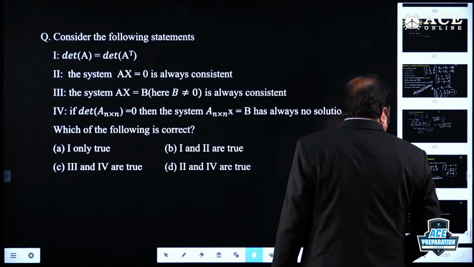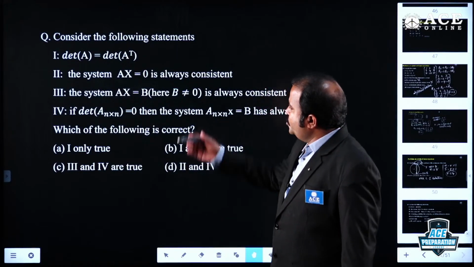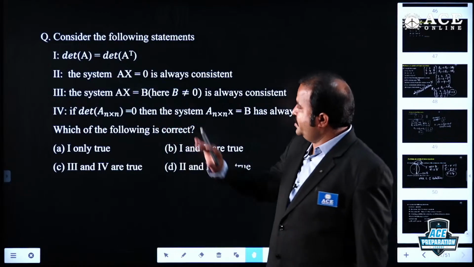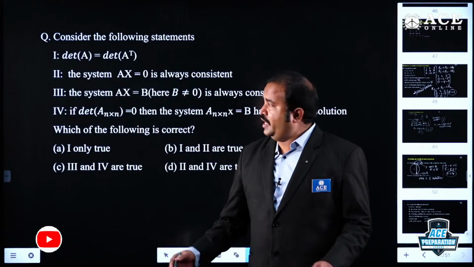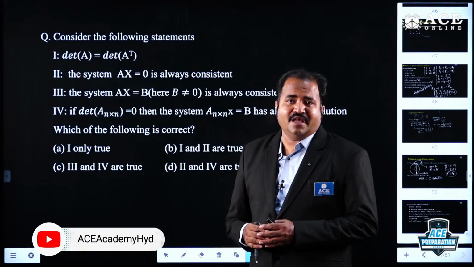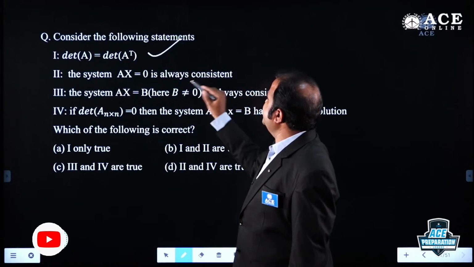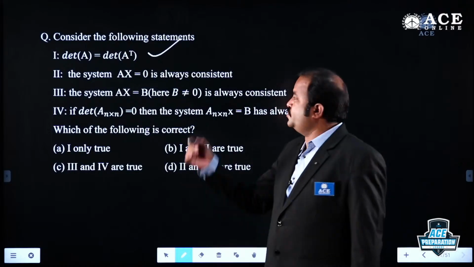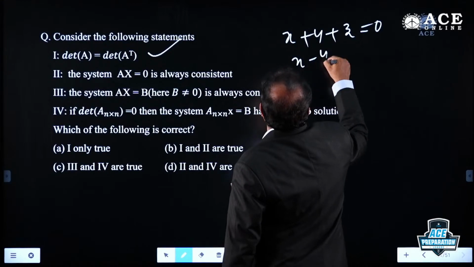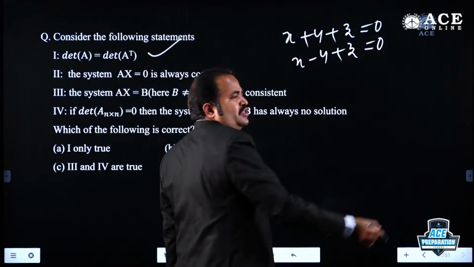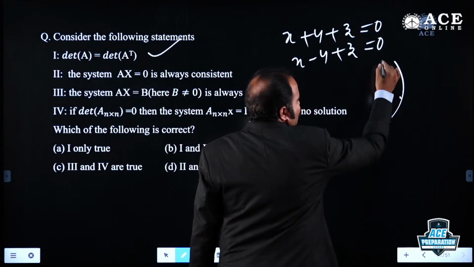Let us see this one. Consider the following statements, which of the following is correct. So there are some statements. Det of A equal det of A transpose. Is it correct or not? Yes, correct only. The system Ax equal to O is always consistent. Yes, for example, x plus y plus z equal to 0, x minus y plus z equal to 0. For every homogeneous system, 0, 0 will be there, no doubt. 0, 0 is always a solution.